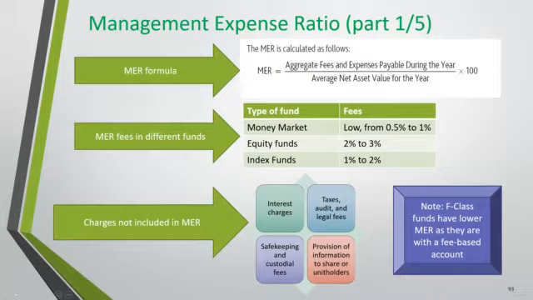The charges which are not included in the MER are interest charges, taxes, audit and legal fees, safekeeping and custodial fees, and provision of information to share or unit holders. Those are the items which are not included in the MER. And another note is that if you sell an F-class fund to a client, the fees will be lower, the MER will be lower because they have a fee-based account, and only fee-based accounts can buy F-class funds.